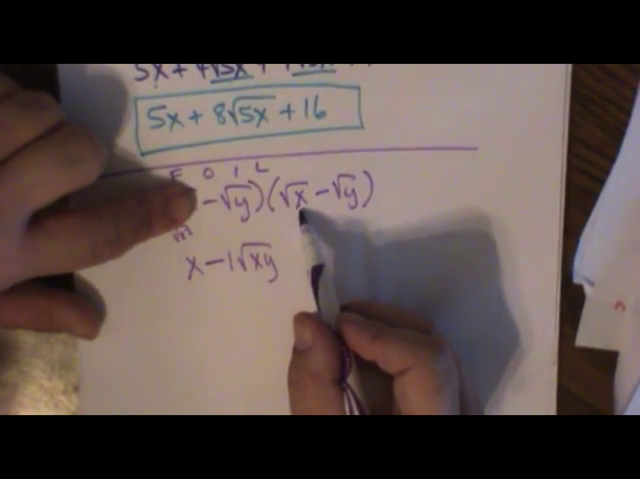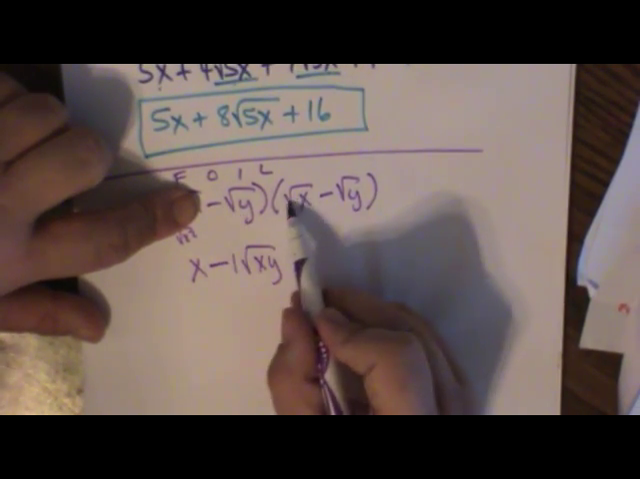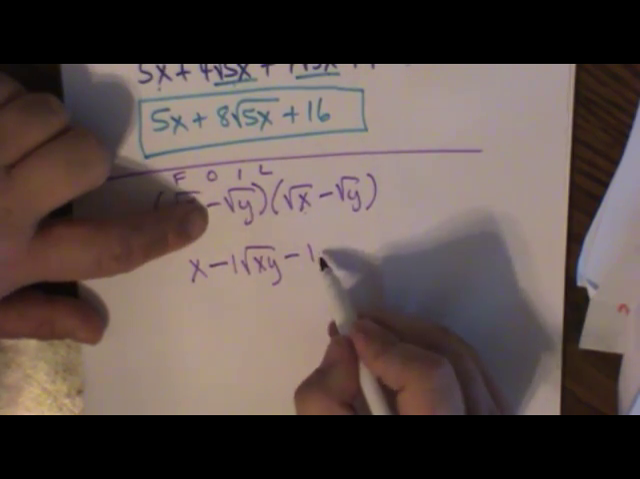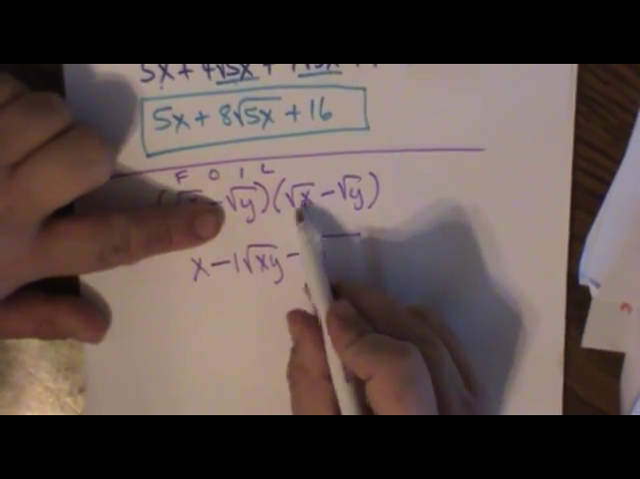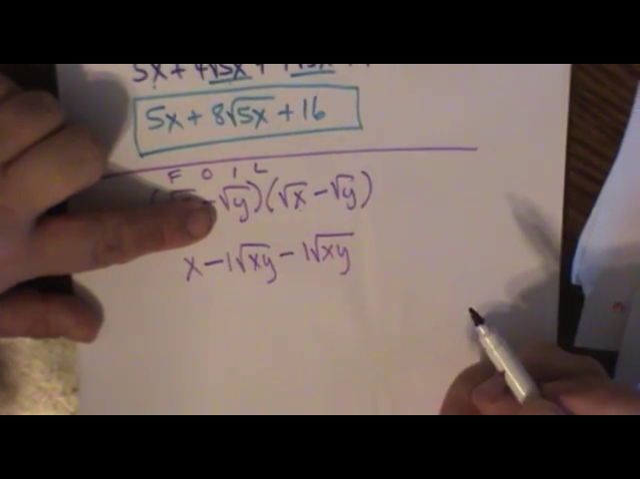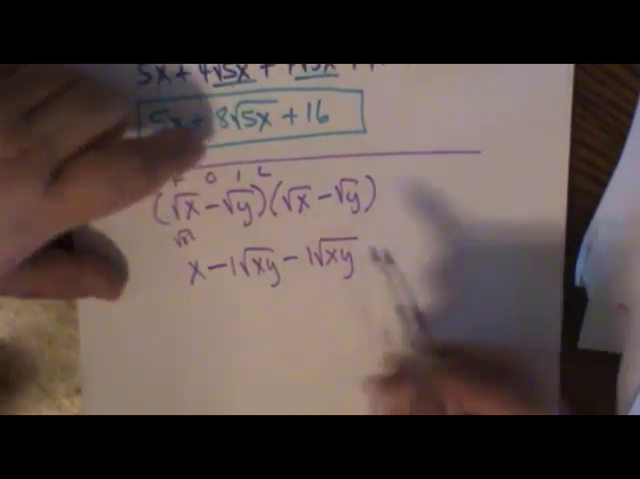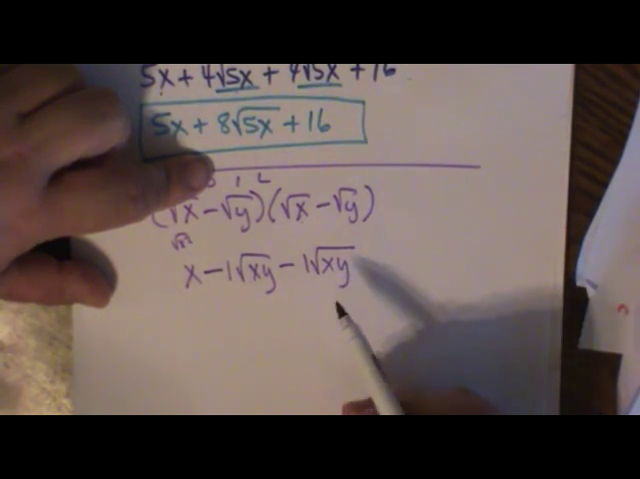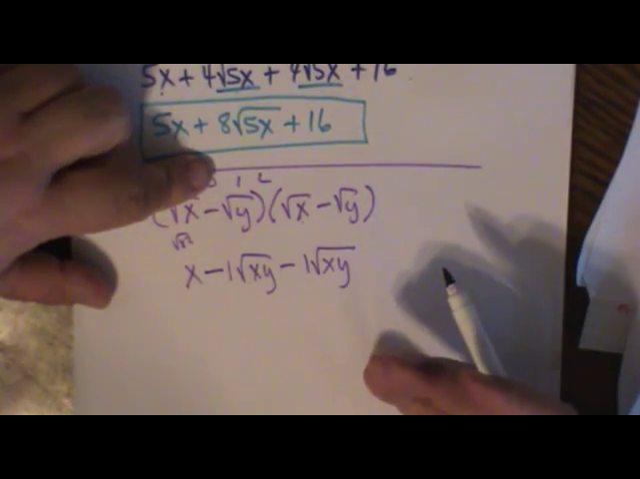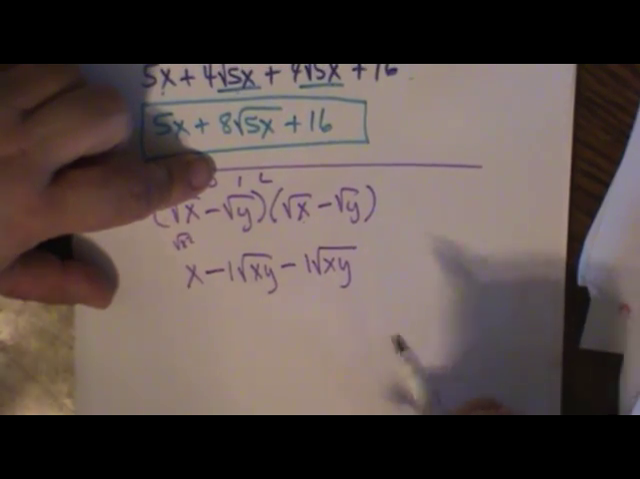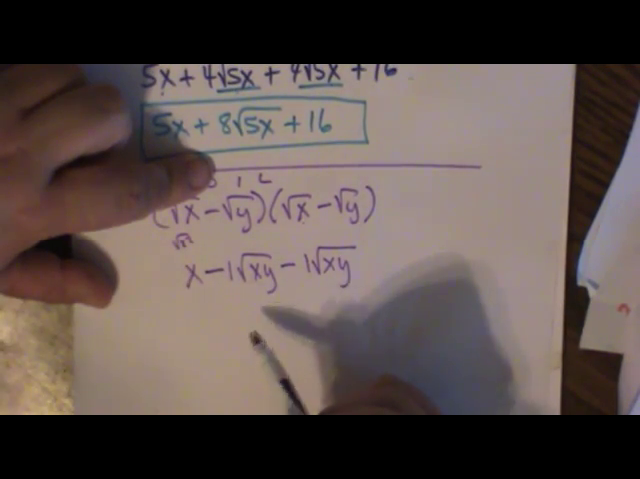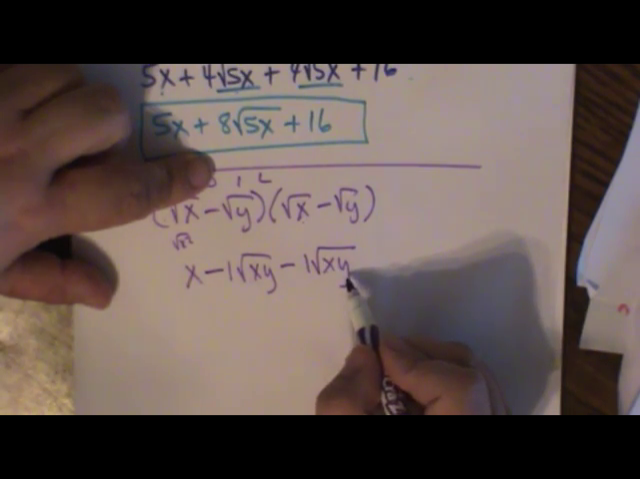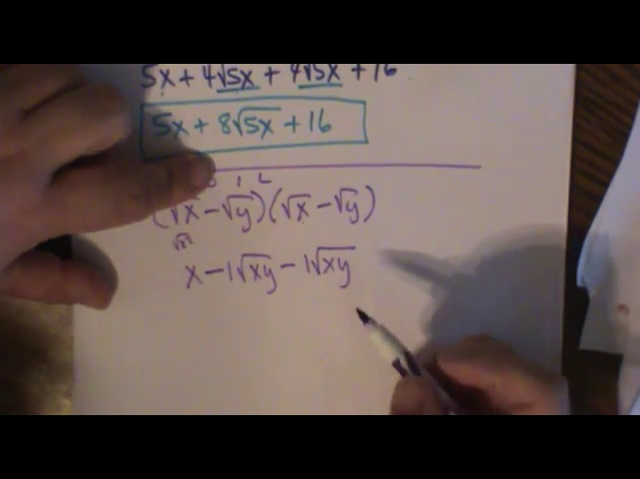Now let's do the inner ones. Negative times positive is negative. 1 times 1 is 1. Then we have inside the radicand is x times y. Get in the habit of writing your variables the same way, or like in alphabetical order. That way it's easier to spot if you have like terms, because if you have xy here and yx here, you might miss that those are in fact like terms.